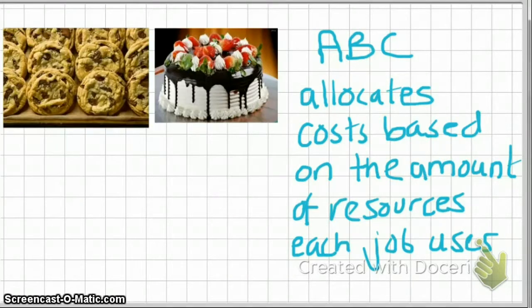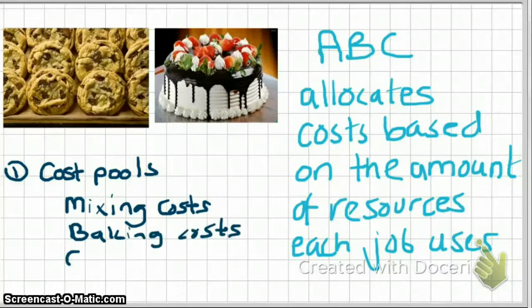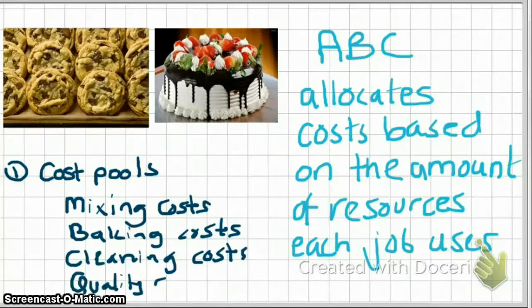Activity-based costing allocates costs based on the amount of resources each job uses. First, let's look at what could be possible cost pools for this particular company. Cost pools could be mixing costs, baking costs, cleaning costs, perhaps quality control costs. If a company were just coming up with 4 cost pools, they would assign all their indirect cost or their manufacturing overhead to these 4 cost pools. Then we're going to take a look at calculating allocation rates for these 4 cost pools.